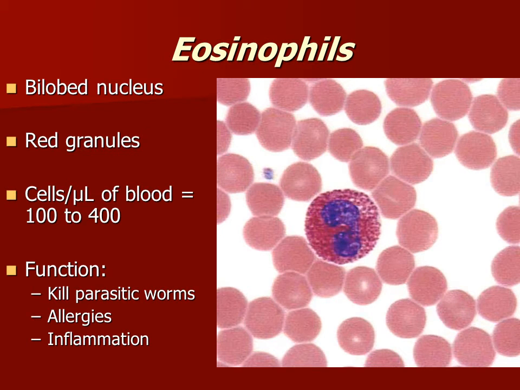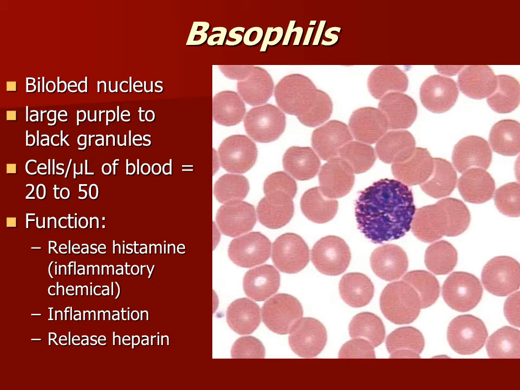The eosinophils are bilobed, so they have 2 large lobes. The granules look red. They are very noticeable in it. They function to help kill parasitic worms. They are involved with allergies and also the inflammatory response.